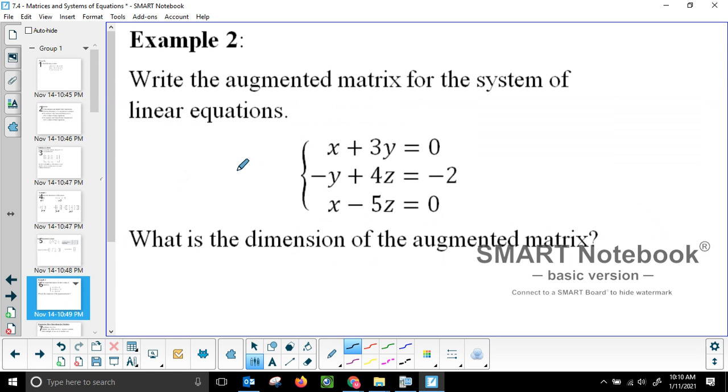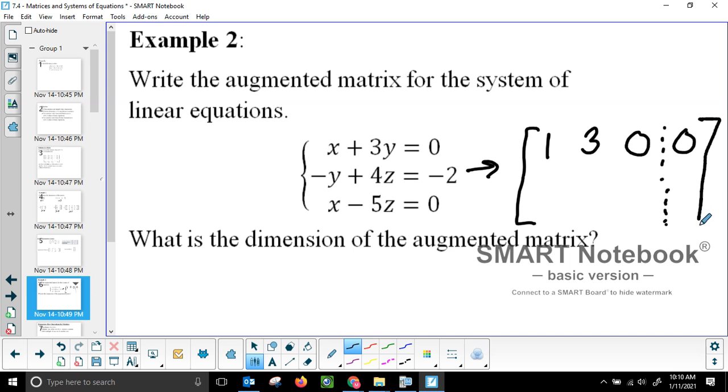All right, so it says write the augmented matrix for the system of linear equations. All right, so if I'm going to write this as an augmented matrix, we will have 1, 3. There is no z term, so I put a 0. We have to do that. All right, put my dotted or dashed line for the equals, and then 0. All right, then my next equation. Now I don't have an x term, so that has to be a 0 for my coefficient. And then -1, 4, -2.